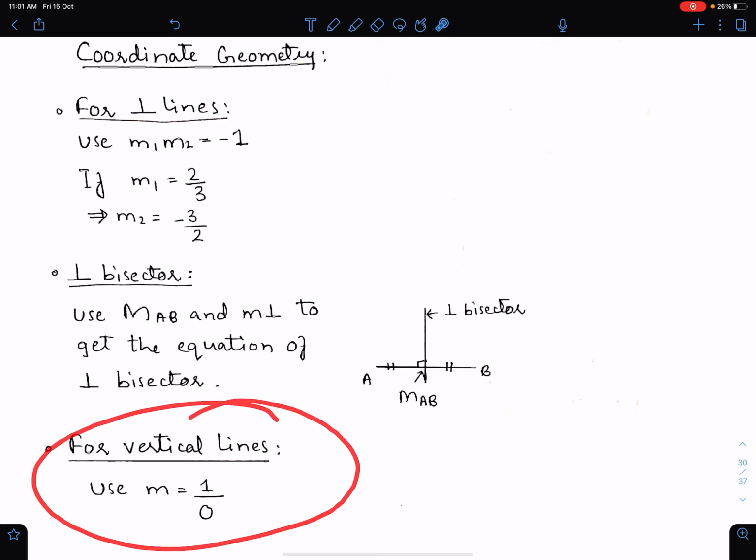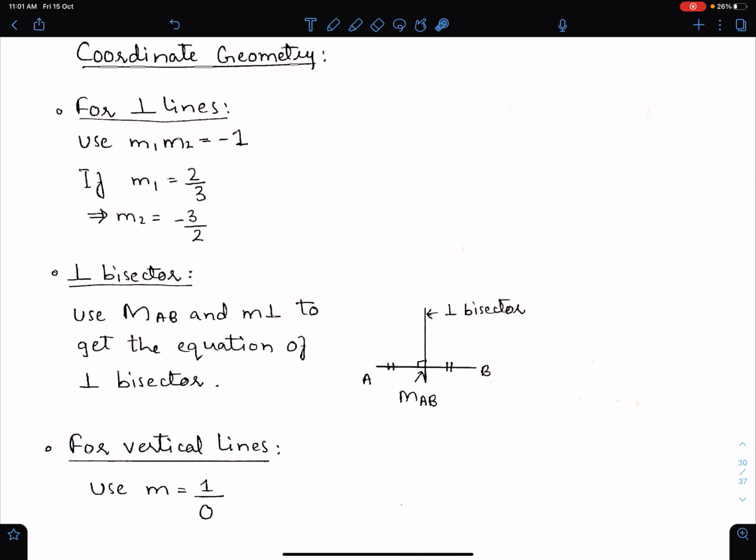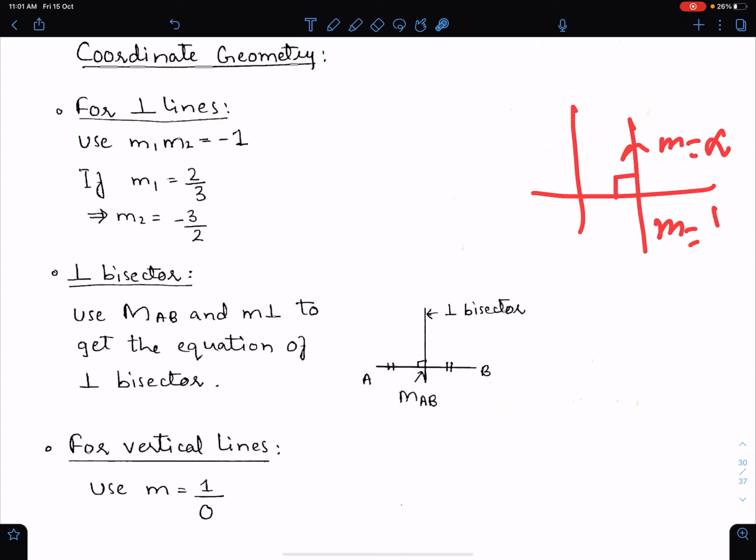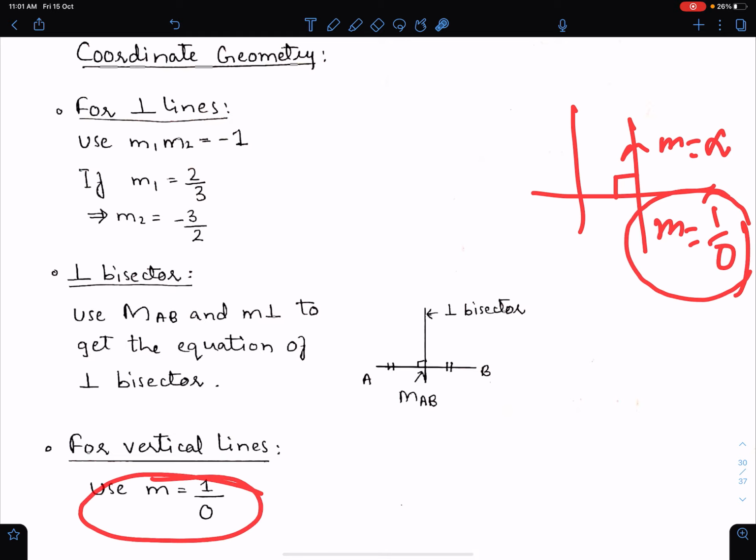For vertical lines, always use gradient 1 upon 0, because if a line is vertical, parallel to the y-axis, then its gradient is infinite. And instead of infinite, for calculation we use 1 upon 0. Use this.